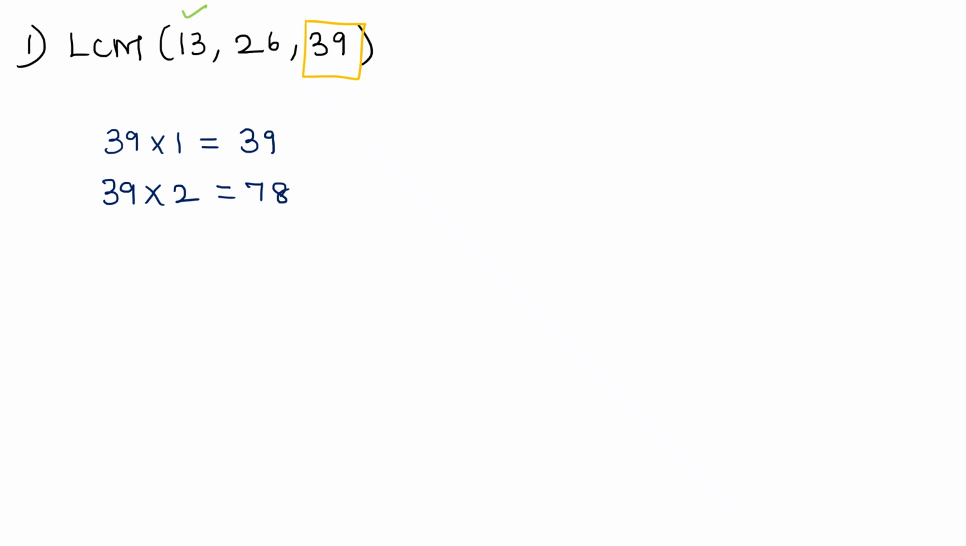Now we will check whether it is present in the 26 table. Definitely it is present in the 26 table, that is 26 into 3s are 78, as well as in the 13 table, that is 13 into 6 are 78. It is present in both the 13 table as well as the 26 table. Then I can come to the conclusion that the LCM of 13, 26 and 39 is 78. Without doing any prime factorization, we are able to find it quickly. Now let's move on to the next problem.